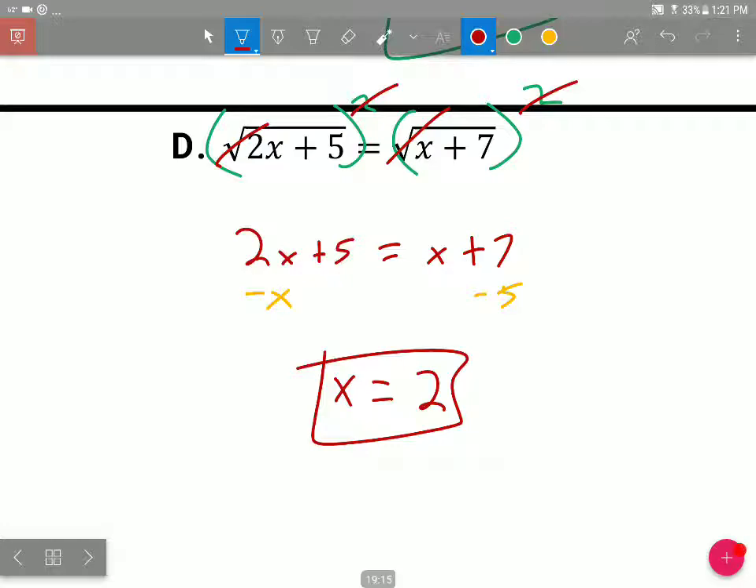My hand tried to rebel and write 3. So if you ever have a radical equals a radical, just square them and solve. You can be done in 2 steps, 3 at the most. Cool?